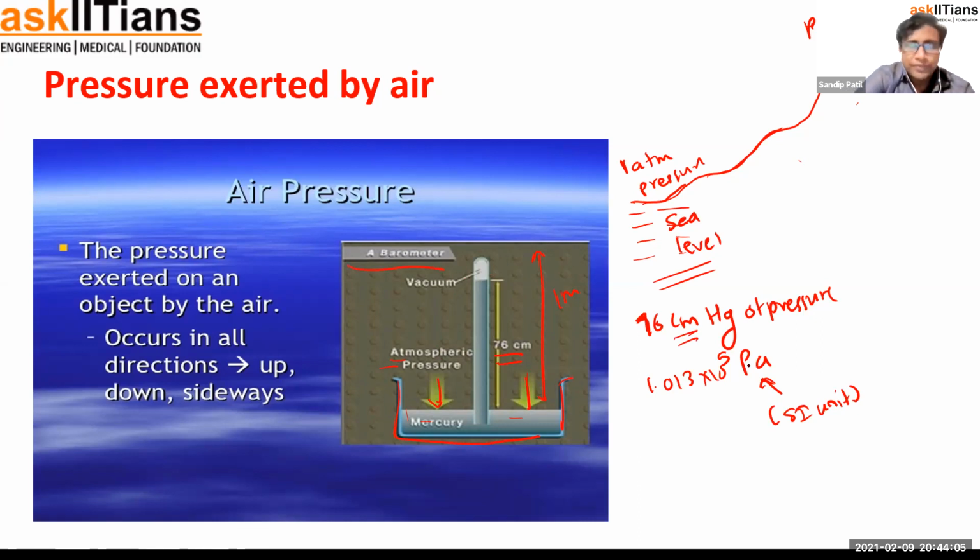If you take this instrument to the top of a mountain, the mercury will not rise up to 76 centimeters. It will be lesser, it could be 72 or 70 like that. So pressure at the top will be less than that at sea level. Now we know that air exerts pressure.